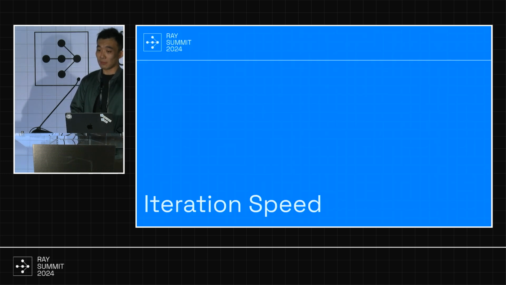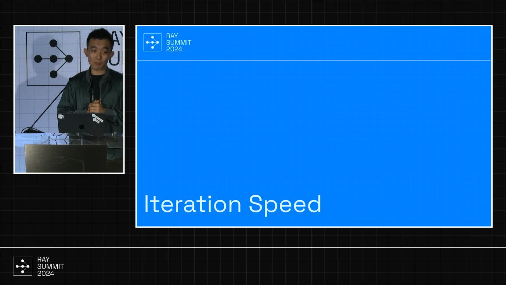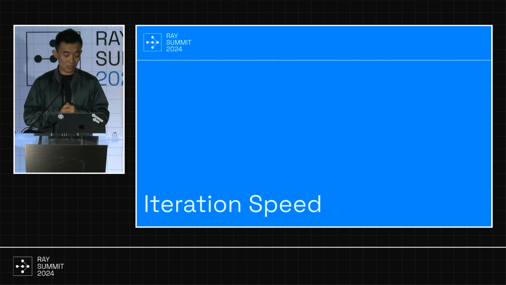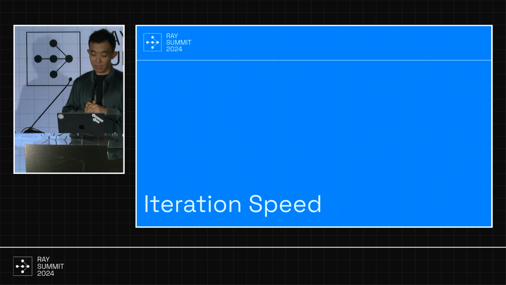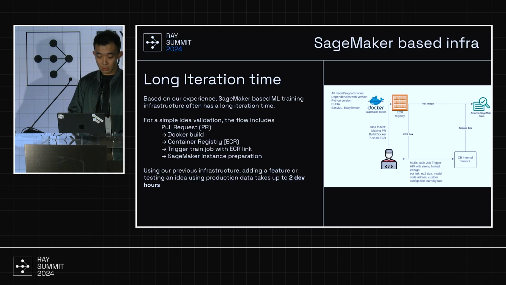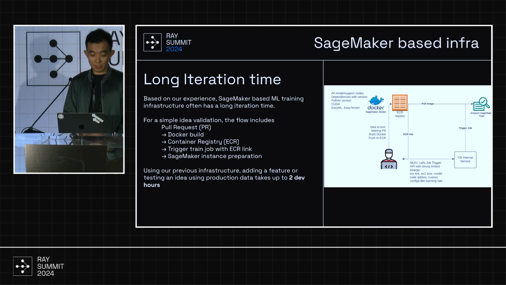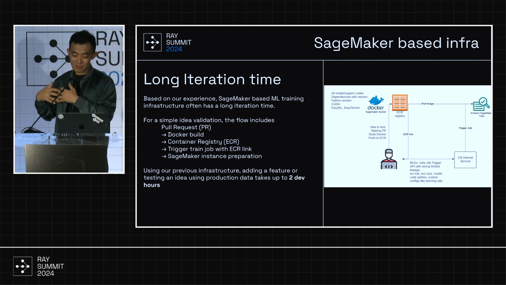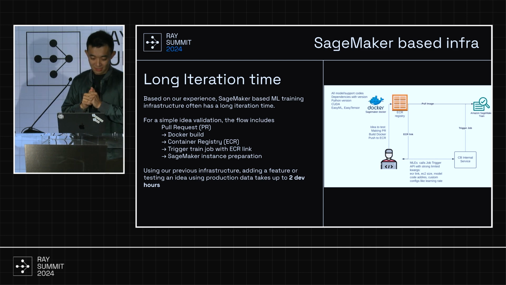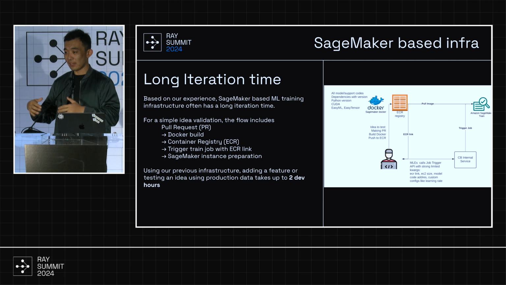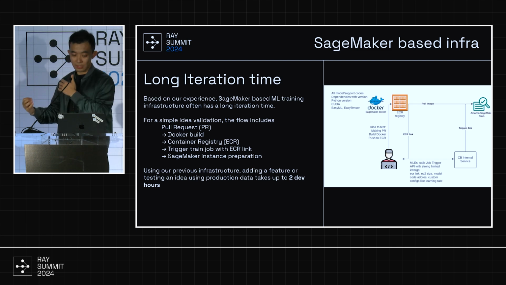So let's go back to Ray and talk about the improvements and our achievements. We talk about three areas. First is the iteration speed, or dev velocity. In the SageMaker-based era, before we moved to Ray, we realized it took a lot of time to wait before doing the next iteration.